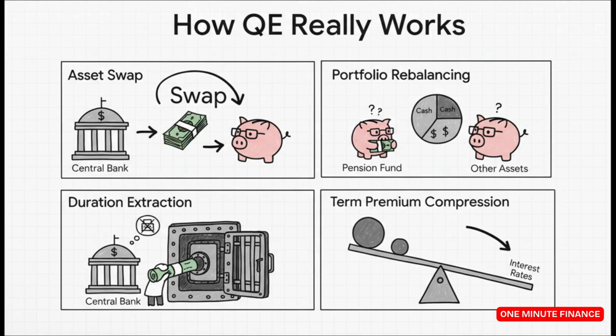The real key here is what the ECB calls duration extraction. The central bank has basically removed a risky long-term asset from the market. This forces investors to reshuffle their portfolios, and because there's less of that long-term risk to go around, the extra payment investors demand for holding it, that's the term premium, falls. That's what pushes long-term interest rates down.